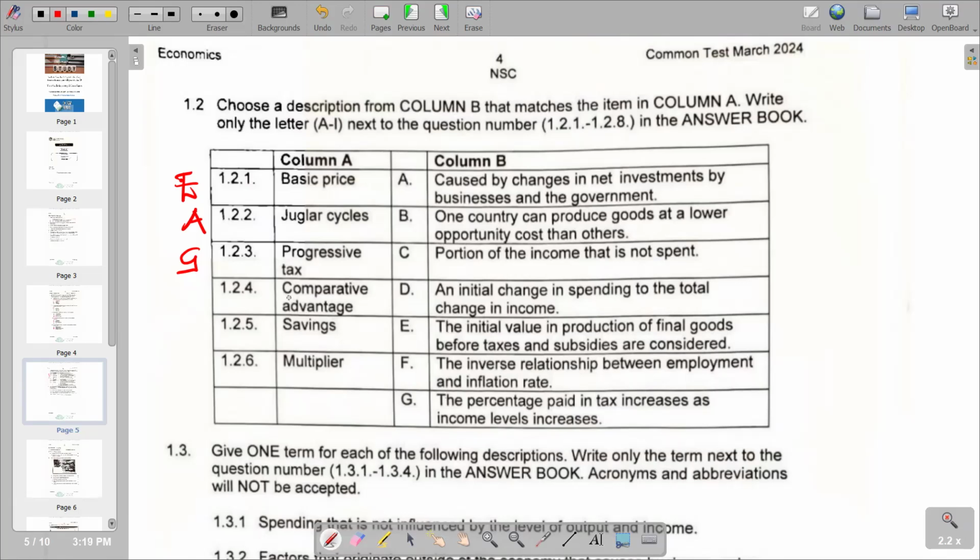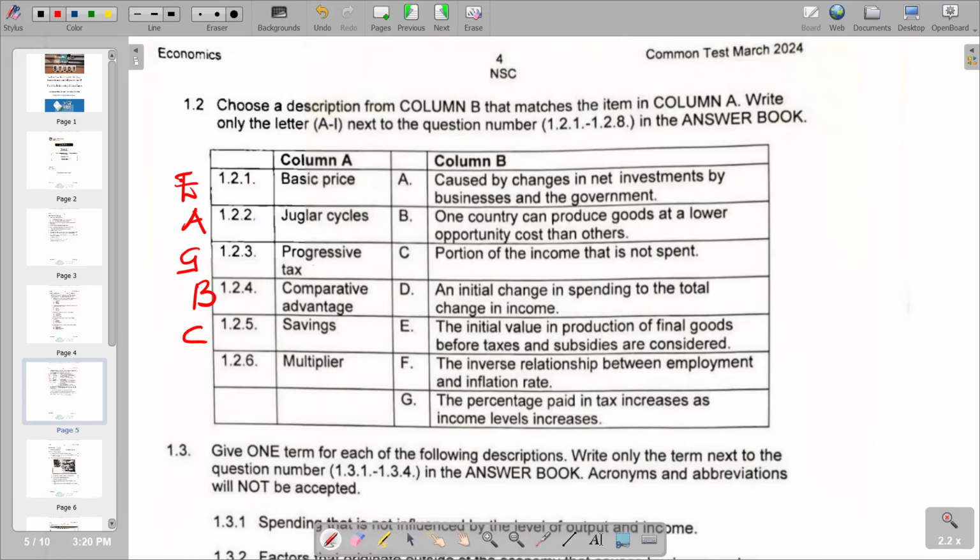Then we go to 1.2.4, whereby we say comparative advantage. We'll try to see which one matches comparative advantage according to our column B. We have B, which says one country can produce goods at a lower opportunity cost than others. The one that produces goods at a lower opportunity cost is the comparative advantage analysis. So we have B. Then moving on to savings, we try to see which explanation matches savings. We have C, saying portion of the income that is not spent. So we have C.